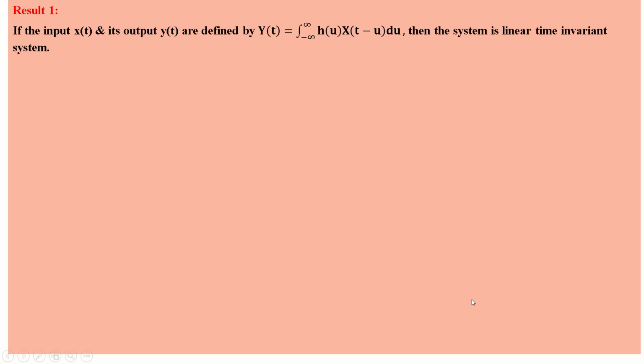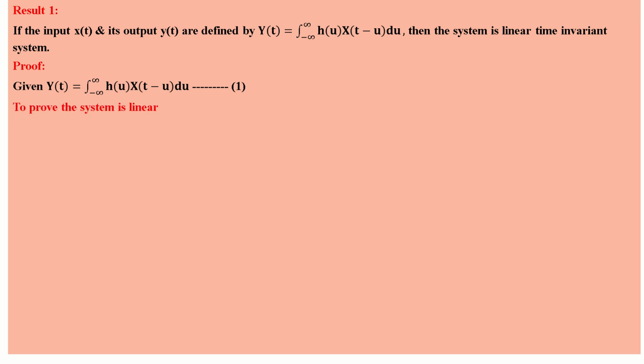Next, result. If the input x of t and its output y of t are defined by y of t is equal to integral minus infinite to plus infinite h of u x of t minus u du, then the system is a linear time invariant system. Right? We'll see the proof. Given y of t is equal to integral minus infinite to plus infinite h of u x of t minus u du. That is equation number 1.